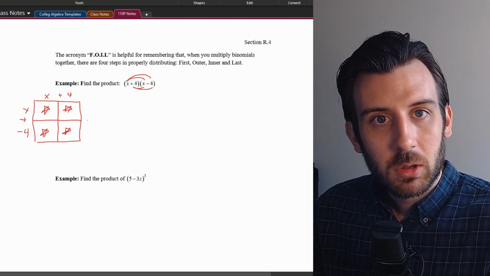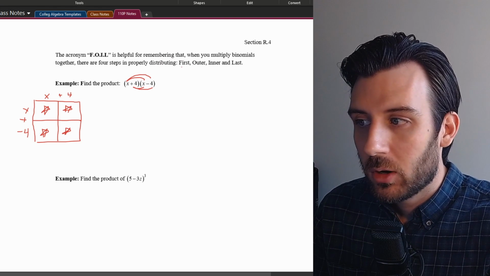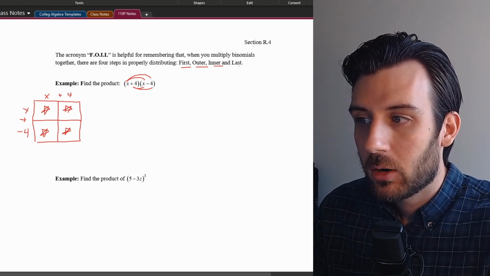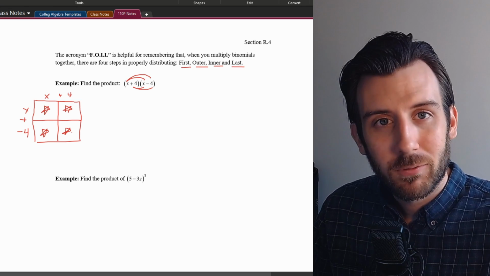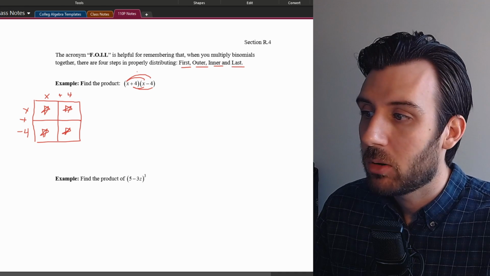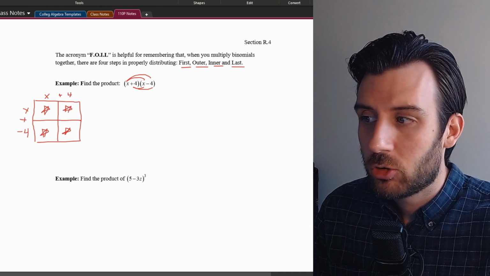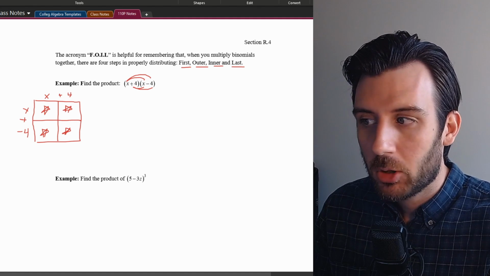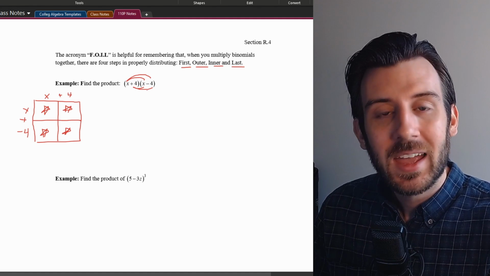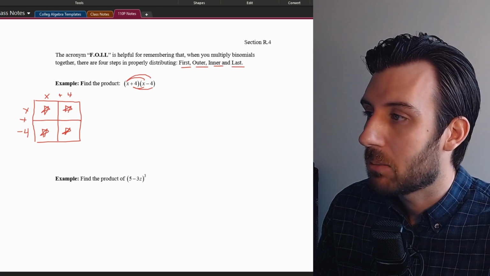The acronym that many of you have heard is FOIL, which stands for first, outer, inner, and last. It's just a way for us to recall that there are 4 steps whenever we multiply a binomial times another binomial. The first terms are going to multiply, the outer terms are going to multiply, the inner terms are going to multiply, and the last terms are going to multiply. And if you're comfortable with where this comes from, you have my permission to use this as a shortcut. It can be quite helpful.